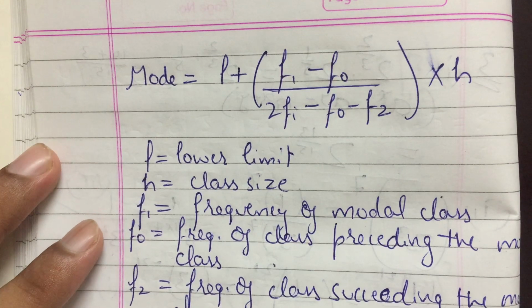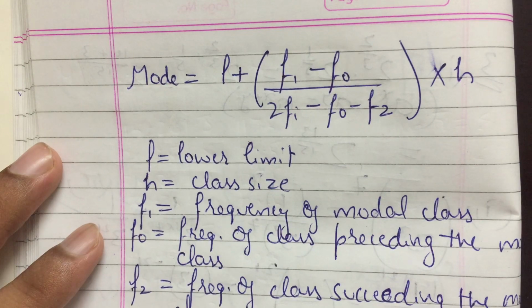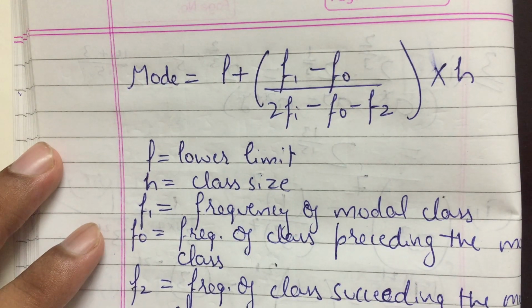So in this video we'll talk about mode. Mode is the maximum frequency or the maximum occurrence of a digit in an ungrouped data. In an ungrouped data, the mode will be that number which occurs the maximum number of times.